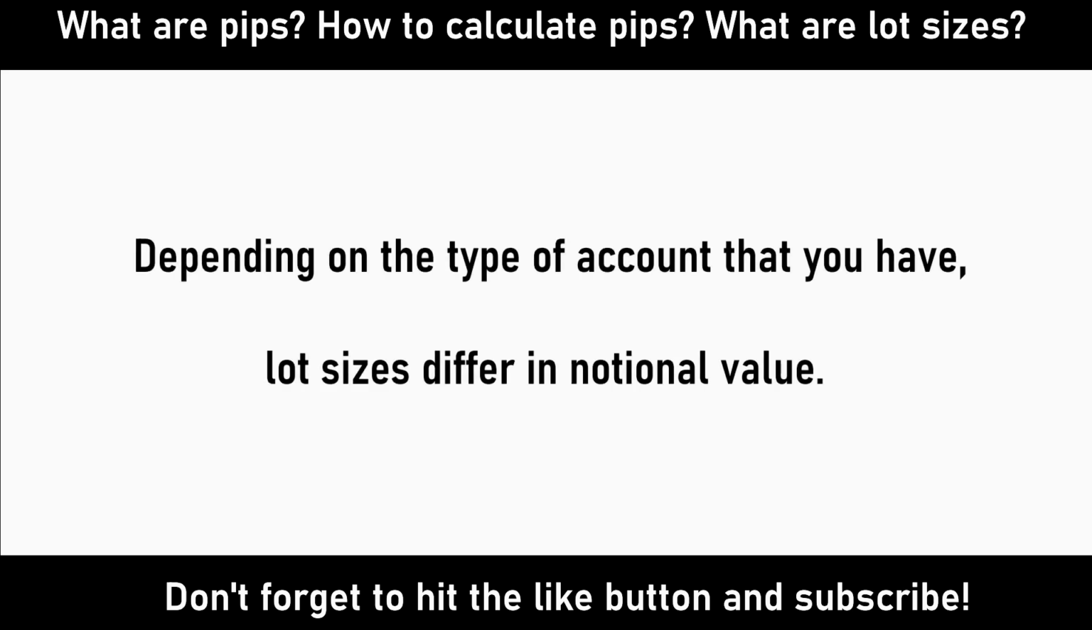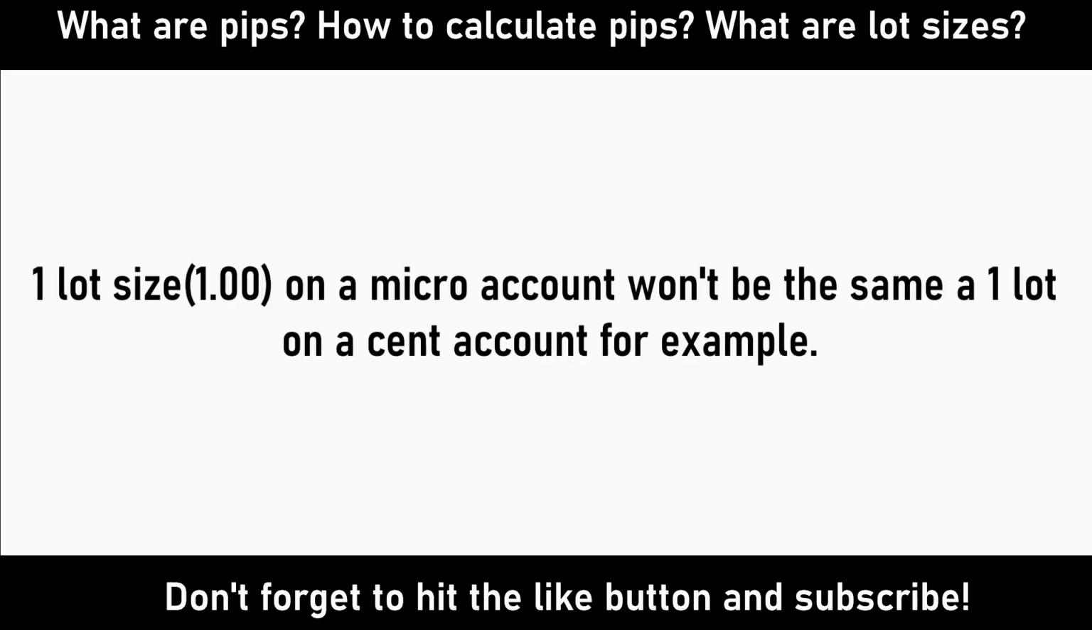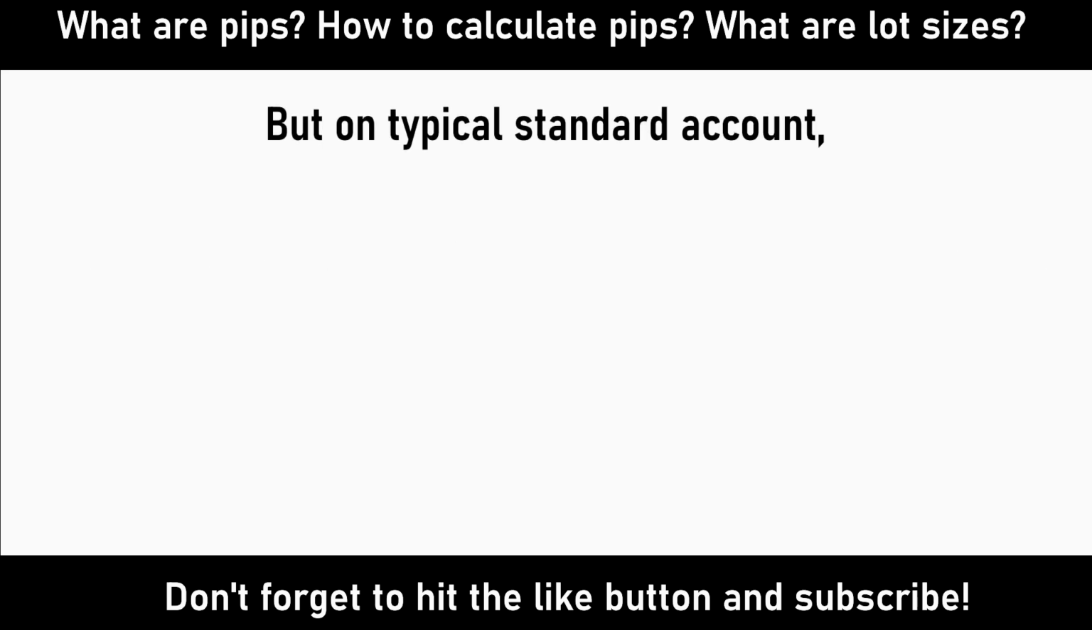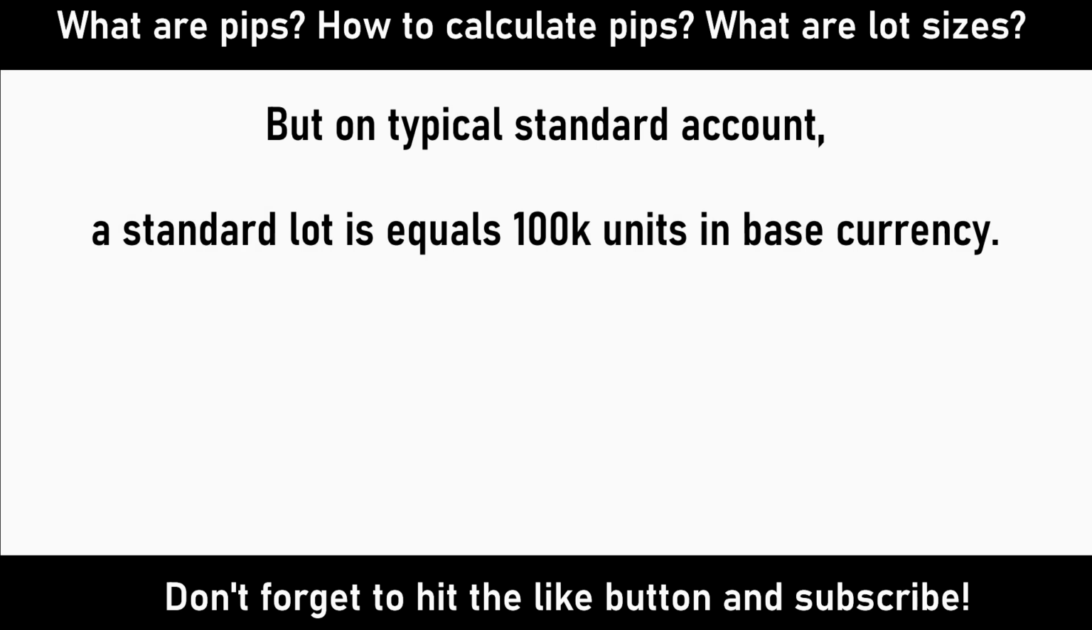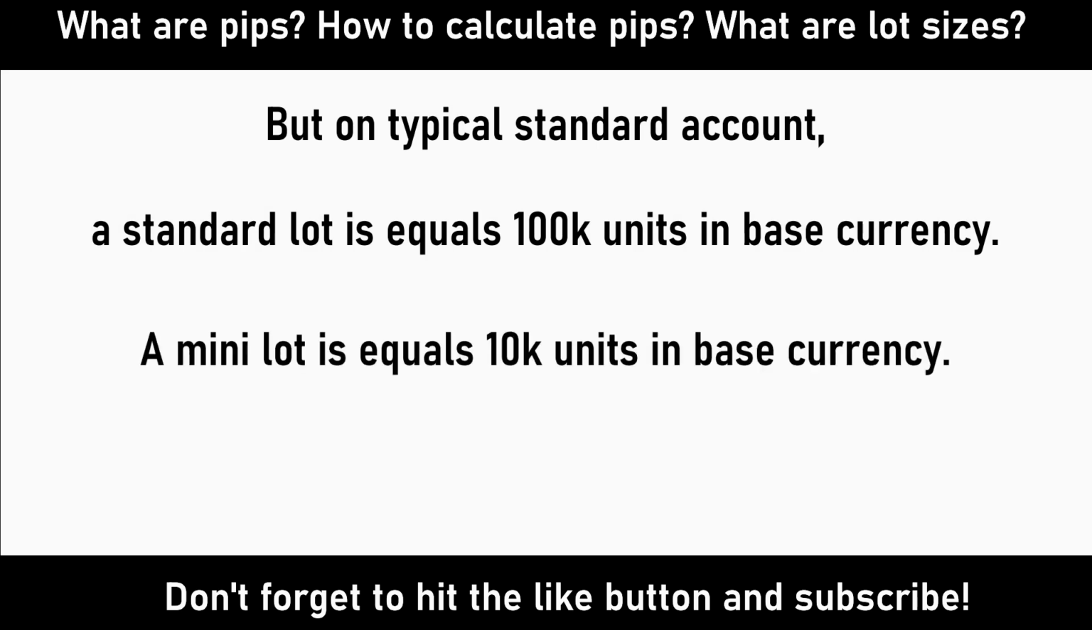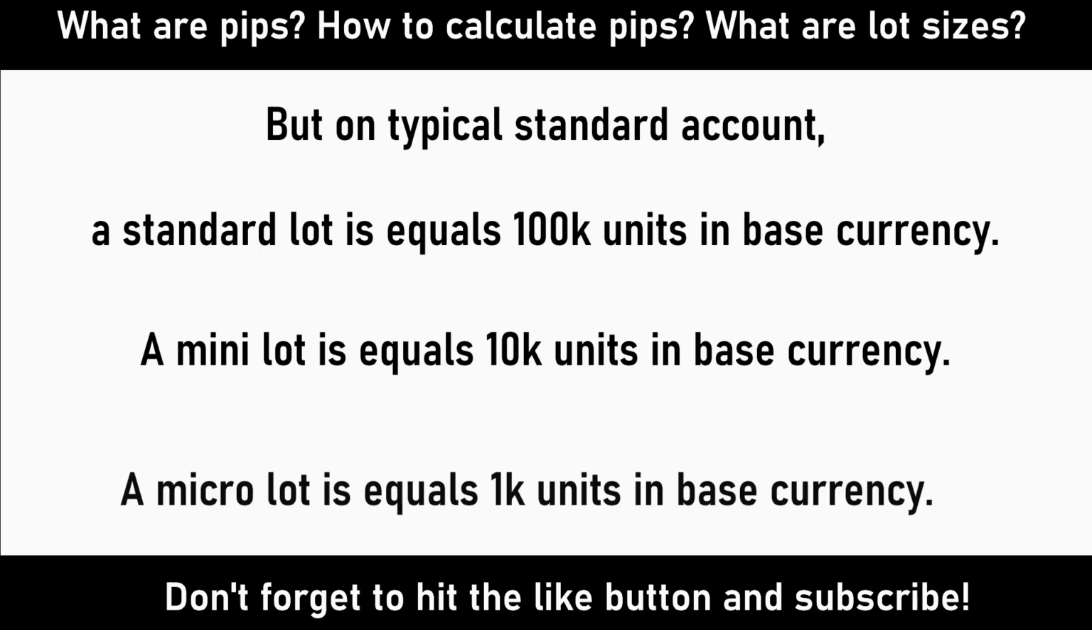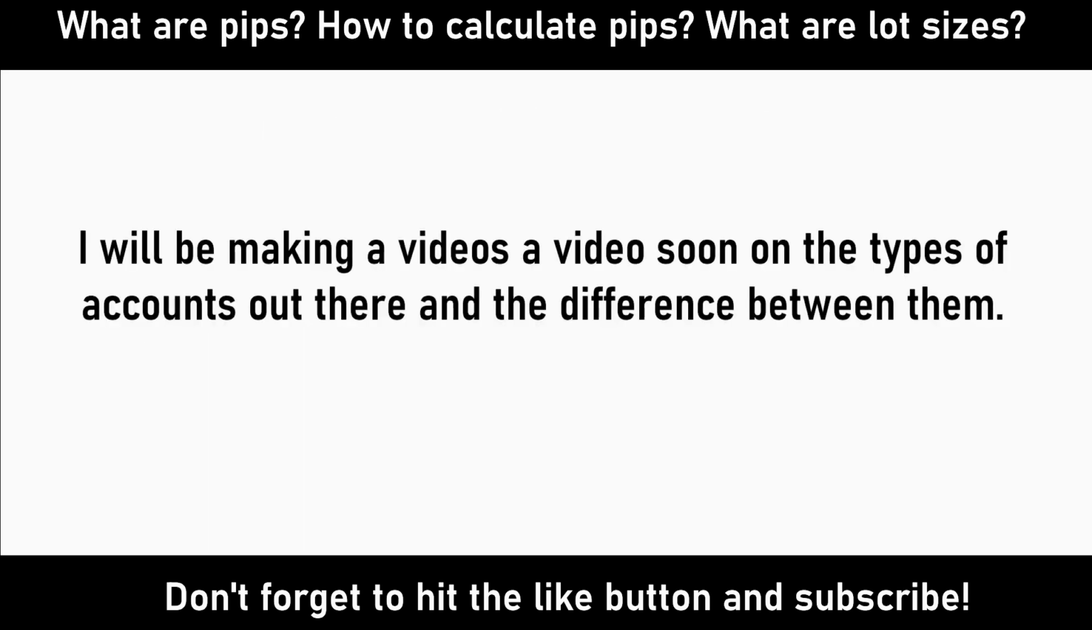Depending on the type of account that you have, lot sizes differ in notional value. One lot size on a micro account won't be the same as one lot size in a cent account, for example. But on the typical standard account, one lot size equals 100,000 units in base currency. A mini lot size equals 10,000 units in base currency, and a micro lot equals 1,000 units in base currency. I will be making a video soon on the types of accounts there are out there and the difference between them.